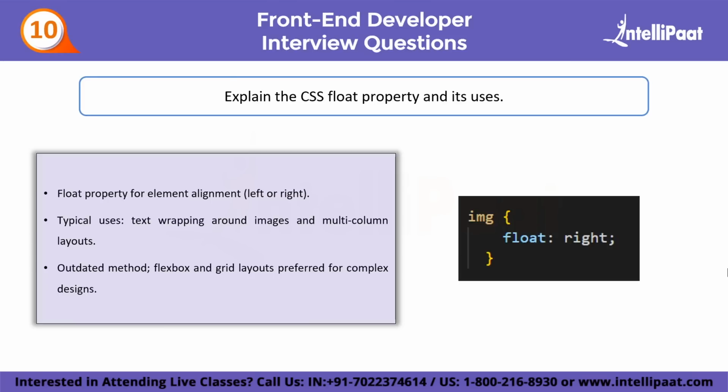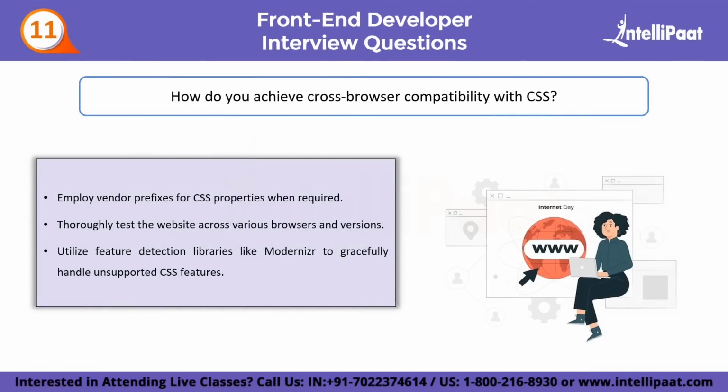For example, if you have a bunch of floated elements inside a container, you might want to clear the floats after them to ensure the container expands to the correct height. In modern CSS layouts, techniques like Flexbox and CSS Grid layout have largely replaced the need for these floats. But understanding floats is still important for maintaining older websites. Now next question is, how do you achieve cross-browser compatibility with CSS?